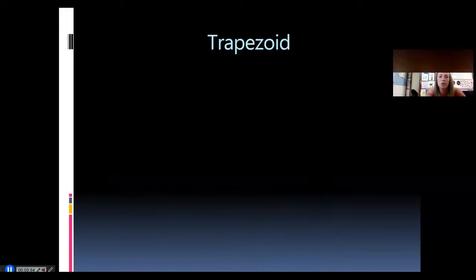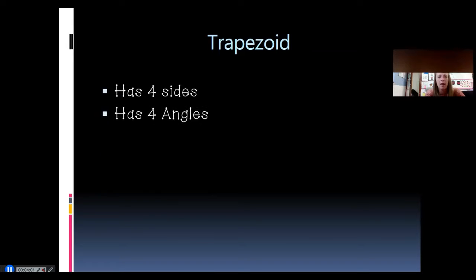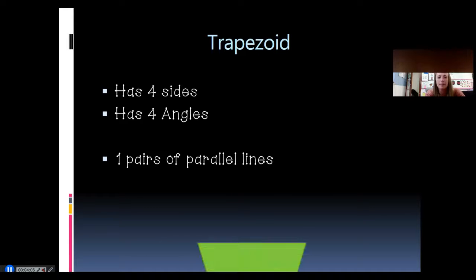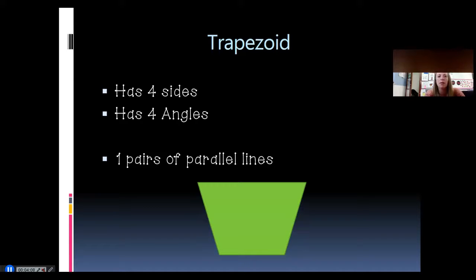Our next word is trapezoid. Say trapezoid. A trapezoid has four sides. It has four angles. One pair of parallel lines. This is a trapezoid. Please notice, it has four sides. It has four angles. And it only has one pair of parallel sides. This is parallel to this. These sides are intersecting. If I continued on, they would eventually run into each other.